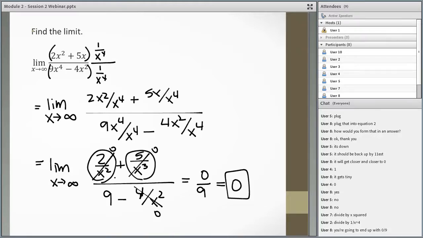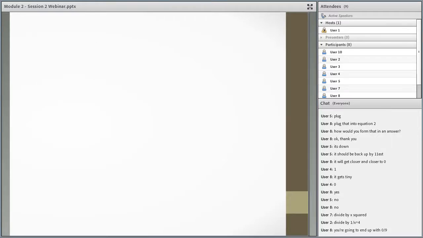Okay. Let's move on. I want us to find the limit of sine x over x. And there's a couple different ways we can do this. The limit of sine x over x.